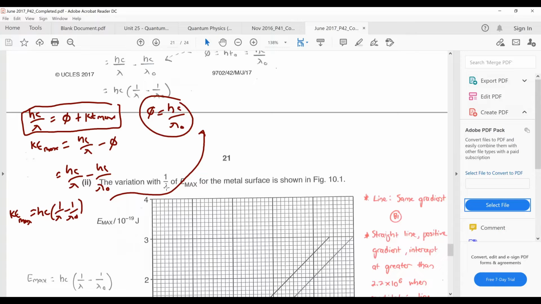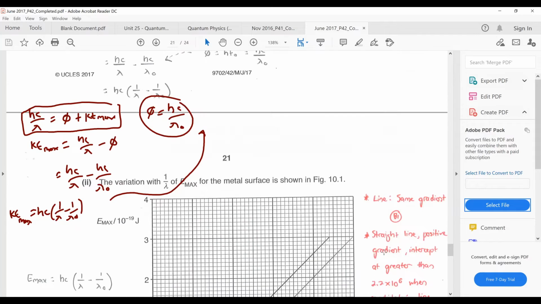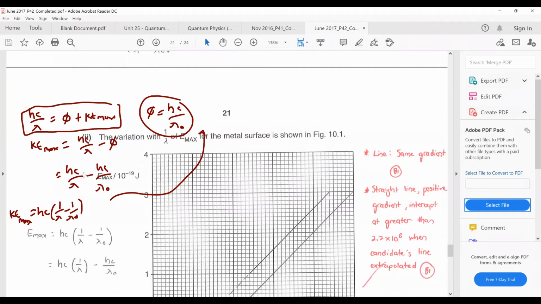Now, after that, they tell you the variation with 1 over lambda of Ke max for the metal surface is actual. Then use the figure to determine the magnitude of lambda naught. As I mentioned to you, when you have this equation here, you get this graph, Ke max over 1 over lambda. It is going to give you a straight line with negative y-intercept. And this one is 1 over lambda naught.